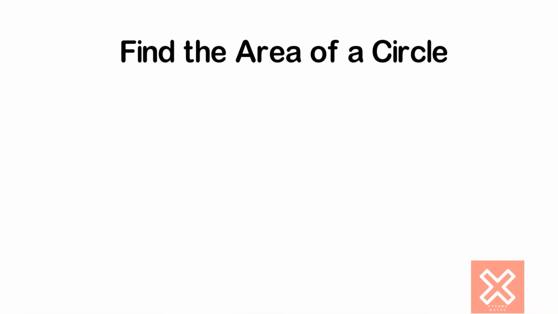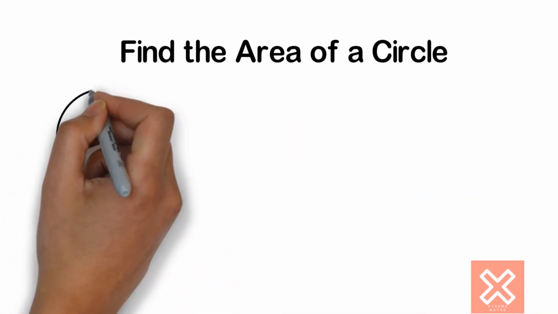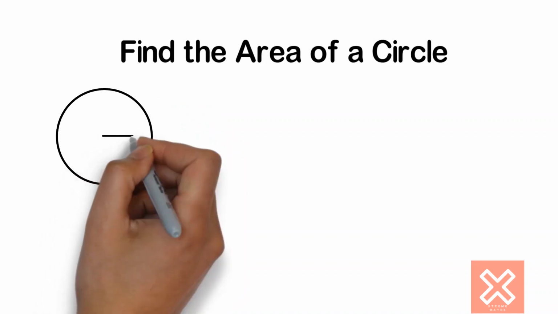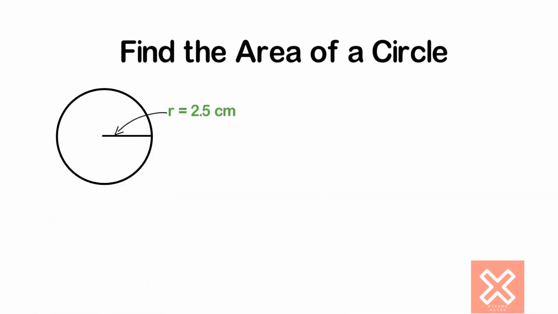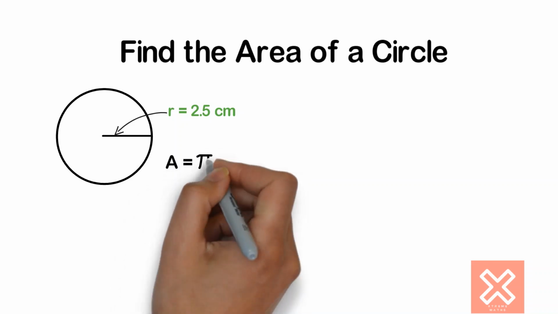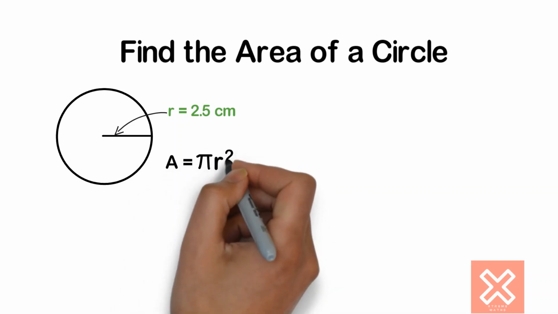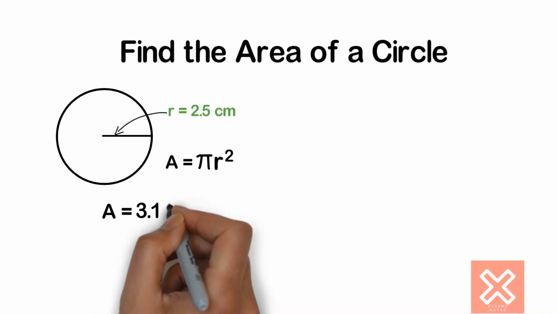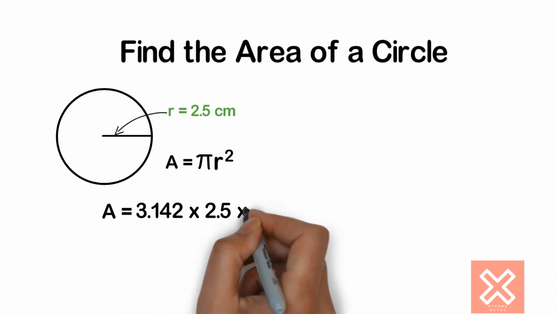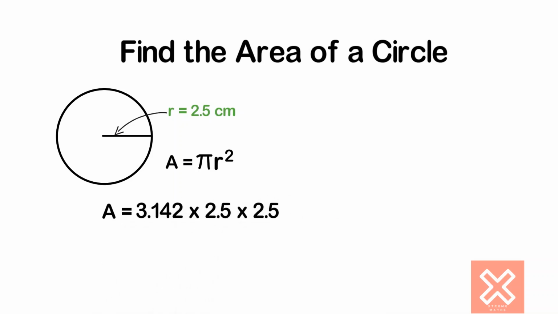If a circle is like this, in this circle, the radius is 2.5 centimeter. Then how can we find the area? That one also, area equals pi r squared. Here you can just write 3.142 into 2.5 into 2.5.